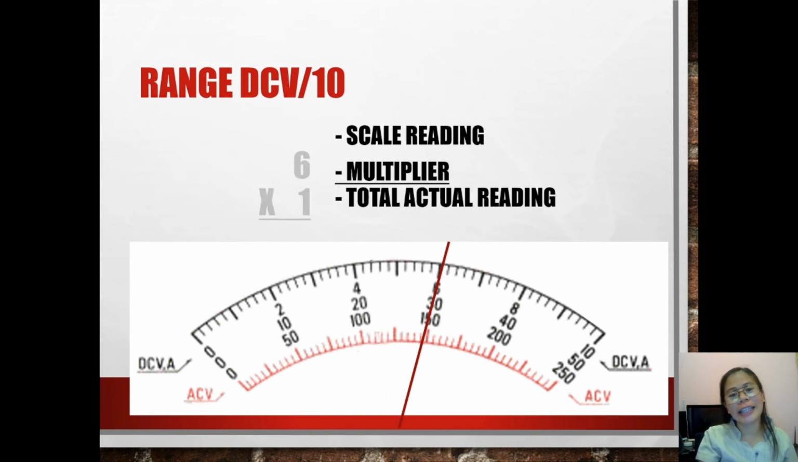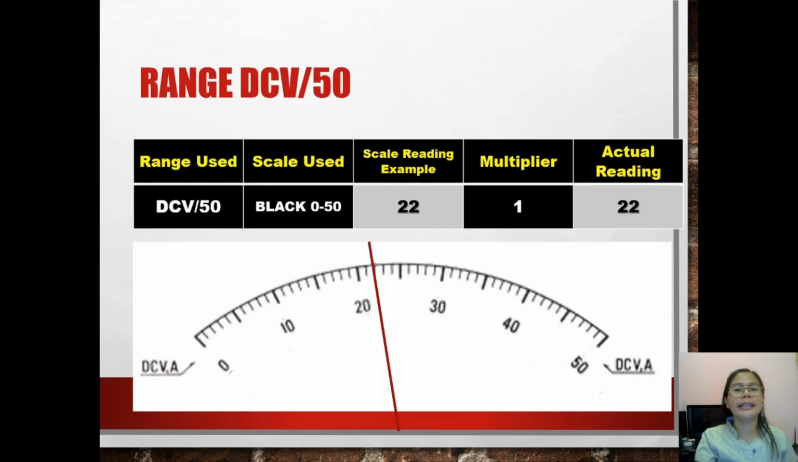Very good. Our scale reading is 6. And our multiplier, if the range is 10, is 1. What will be the total actual reading? Very good. It is the same, 6. Because any number that is multiplied by 1, the product is the same. Let's proceed to the next range. The next range is 50. This is the second to the last range. Range 50. What is the scale you are going to use?